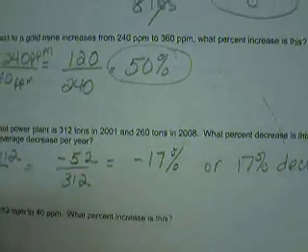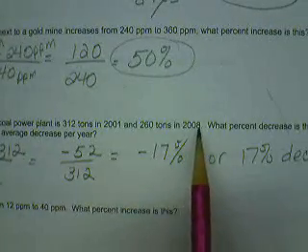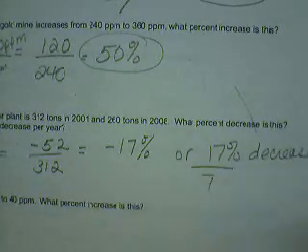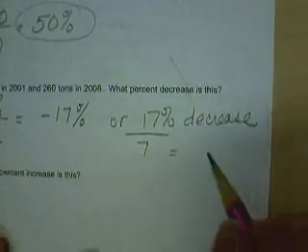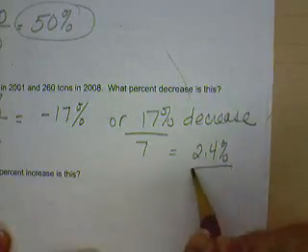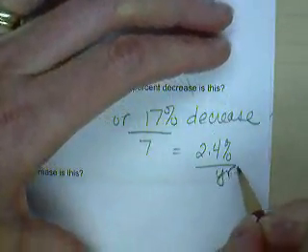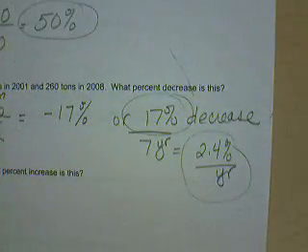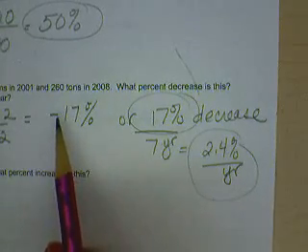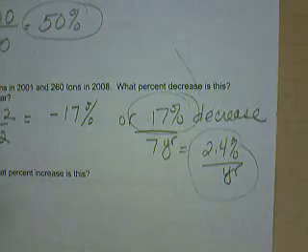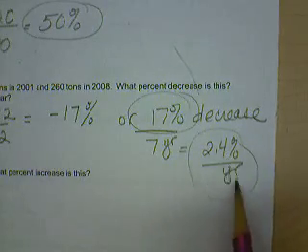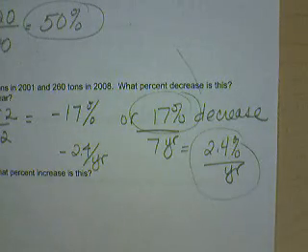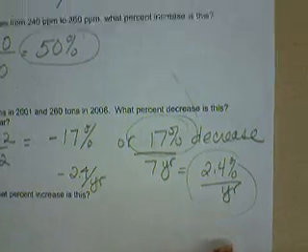Now the second part of the question is how much percent per year? Well, it's from 2008 minus 2001 gives us 7 years. So we can take this number divided by 7 years, and we end up with 2.4% decrease per year on average here. And so you end up with two answers. So you could say either negative 17% change or a 17% decrease, or this is a 2.4% decrease per year, or a negative 2.4% change per year. And however you word that is correct in either one of those ways.